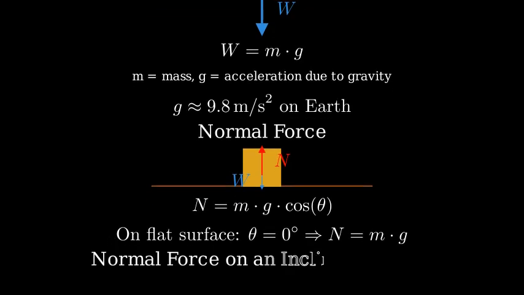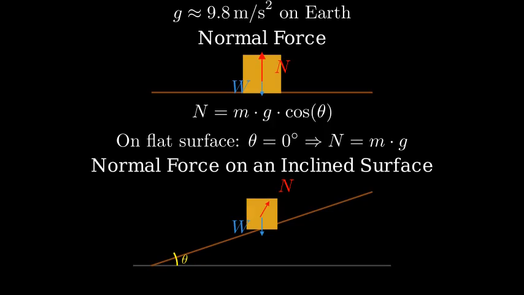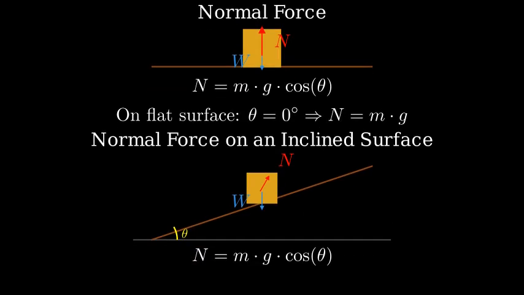Let's see how the normal force changes on an inclined surface. When an object rests on an inclined surface, the normal force is perpendicular to the surface, not vertical. On an inclined plane with angle theta, the normal force is N equals mg cosine theta. Notice how the normal force is smaller on the inclined surface than on a flat surface, because it only needs to balance the component of weight perpendicular to the surface.